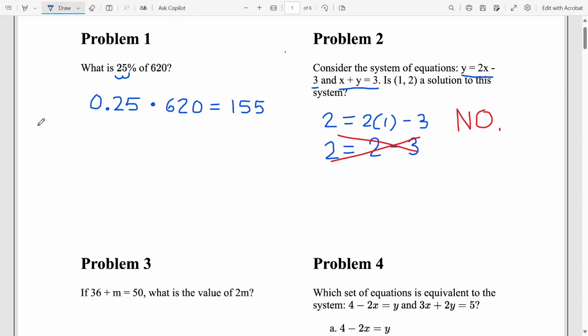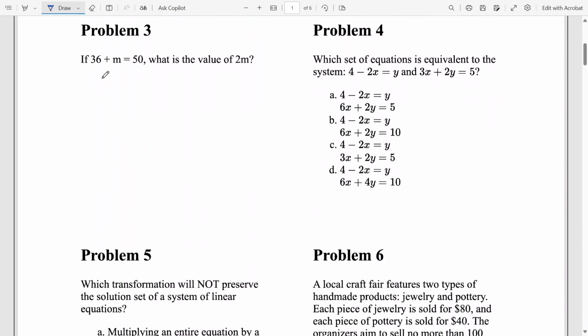All right, next one, problem 3. If 36 plus m equals 50, what is the value of 2m? So we're going to solve for m by subtracting 36 from both sides. We'll do that first, and then we've got to figure out what 2m is. 36 minus 36 is 0, so I'm going to cancel those out, and I get m equals 50 minus 36, which is 14. Okay, but we want 2m, so we're going to do 2 times 14 to get our solution. And that's going to be equal to 28.